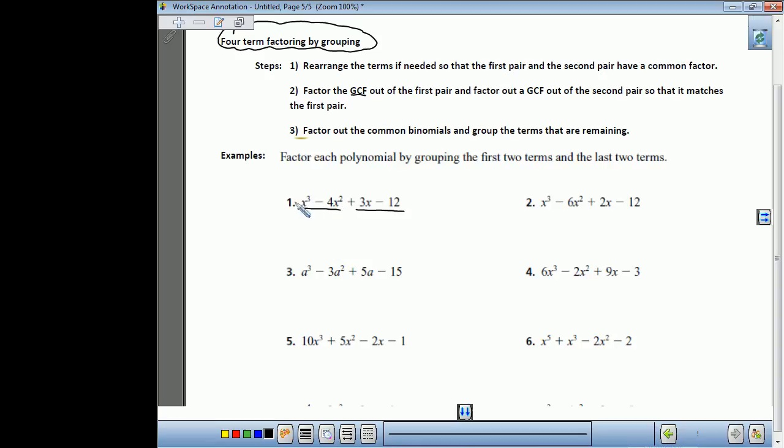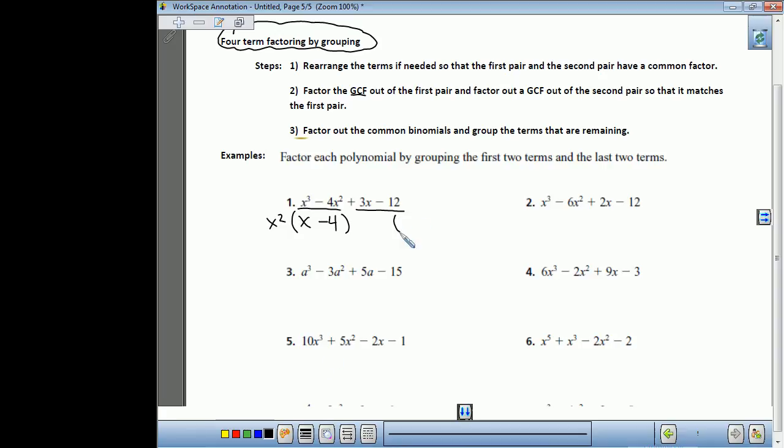What is the GCF of this first pair? What could I divide out? X squared. And if I divided that x squared out of the first pair, what do I multiply x squared by to get x cubed? X. And what do I multiply x squared by to get negative 4x squared? Minus 4. Okay, so that's what we took out of the first pair.